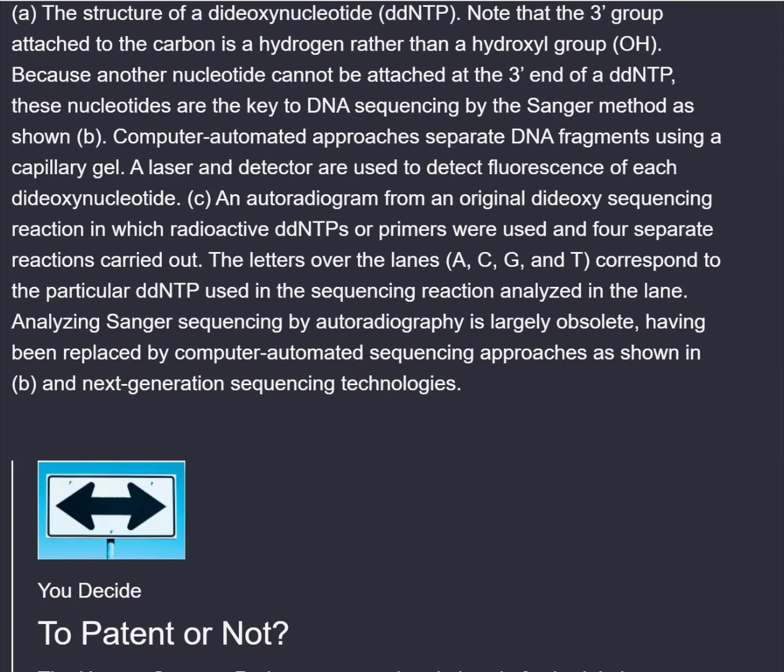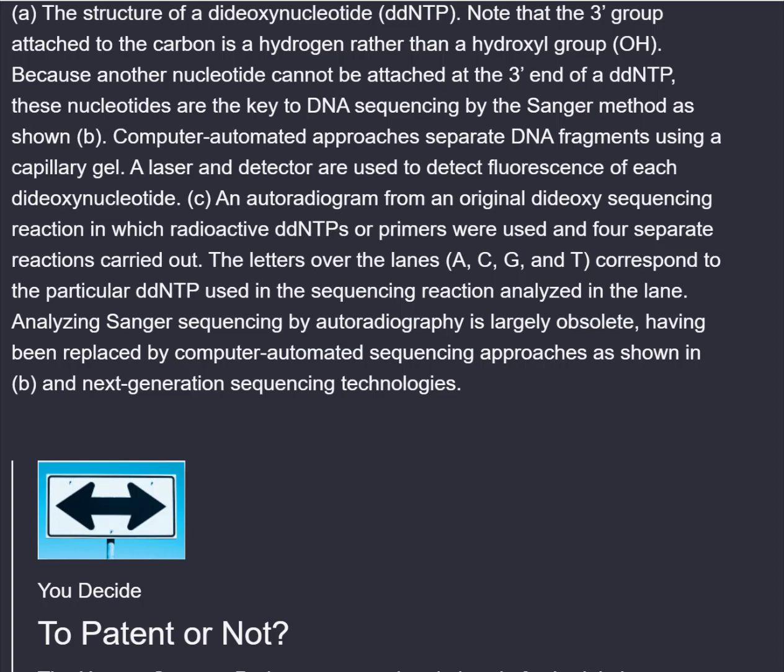Figure 3.12 Computer Automated DNA Sequencing. A. The structure of a dideoxynucleotide, ddNTP. Note that the group attached to the 3' carbon is a hydrogen rather than a hydroxyl group, OH. Because another nucleotide cannot be attached at the 3' end of a ddNTP, these nucleotides are the key to DNA sequencing by the Sanger method as shown. B. Computer-automated approaches separate DNA fragments using a capillary gel. A laser and detector are used to detect fluorescence of each dideoxynucleotide.